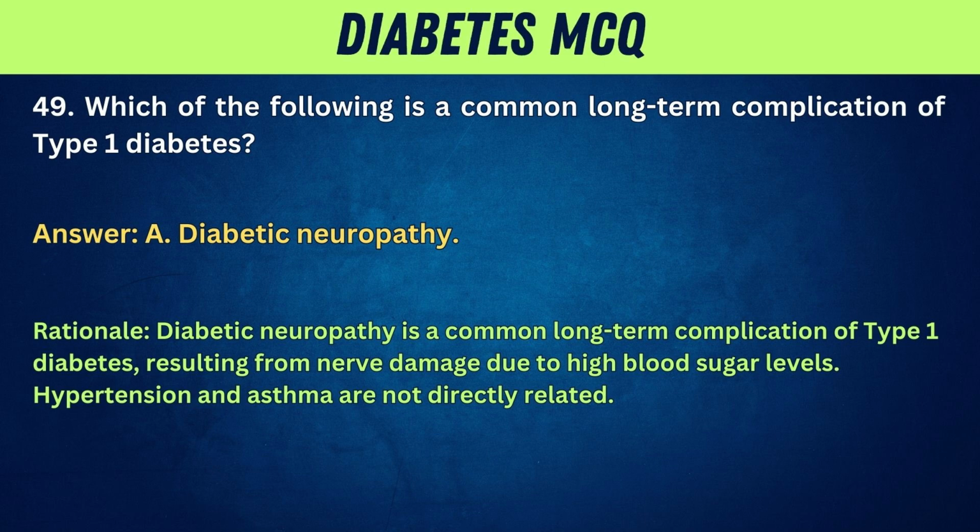Answer: A. Diabetic neuropathy. Rationale: diabetic neuropathy is a common long-term complication of type 1 diabetes, resulting from nerve damage due to high blood sugar levels. Hypertension and asthma are not directly related.